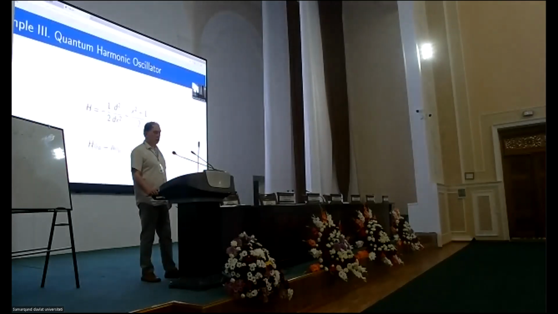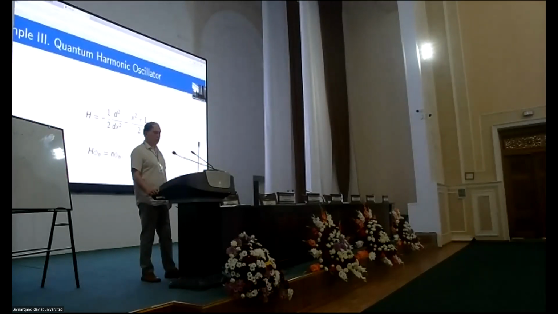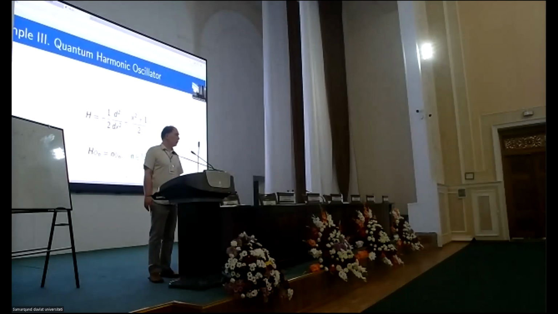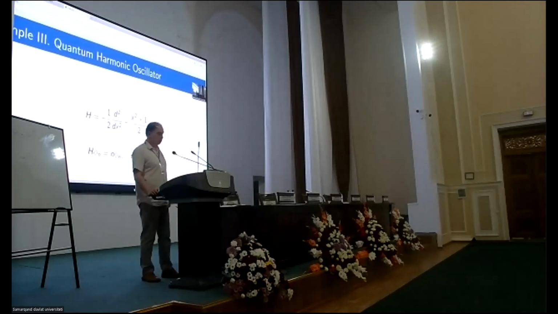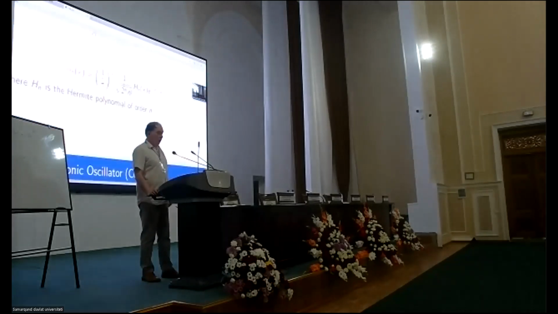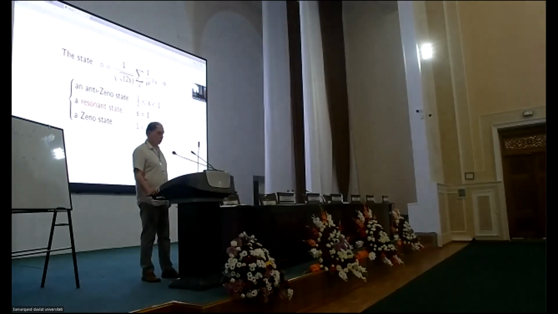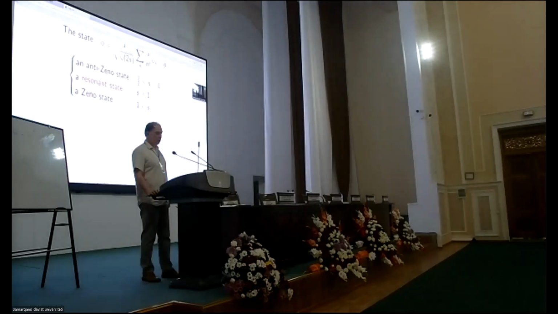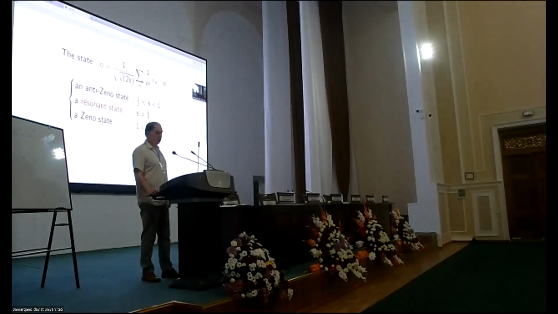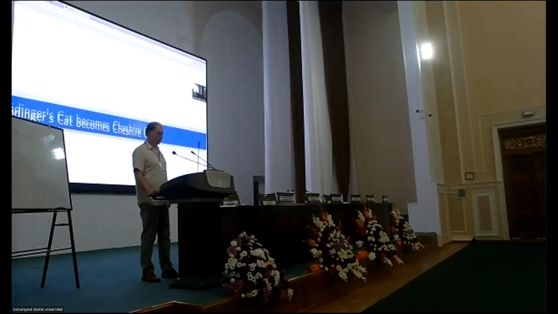By the way, the quantum harmonic oscillator doesn't require posing any additional boundary conditions because it is essentially self-adjoint on the natural domain of definition. So now, since I was talking about exponential decay in quantum mechanics, let's see how to write down the corresponding state if s equals 1.